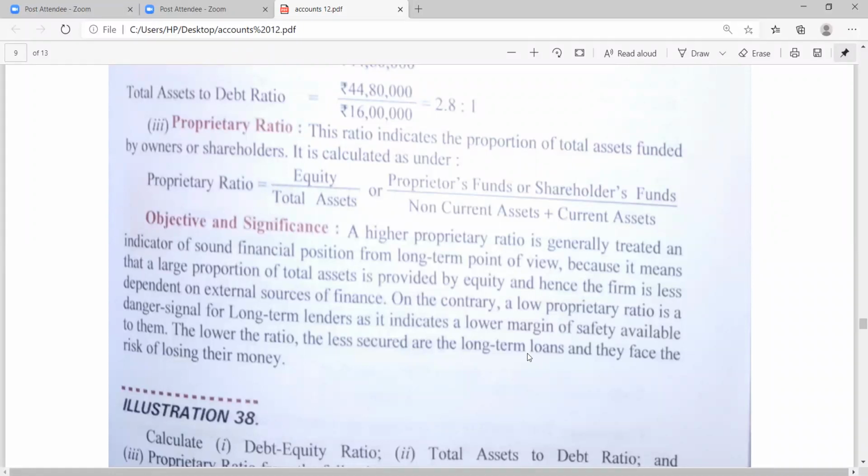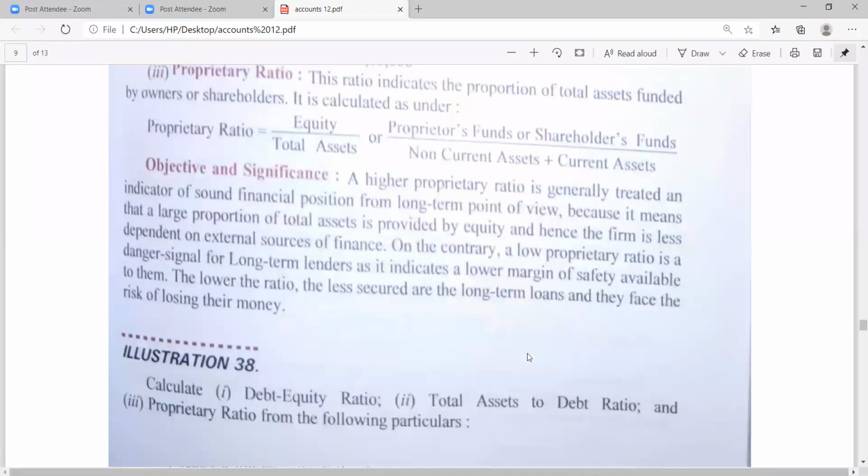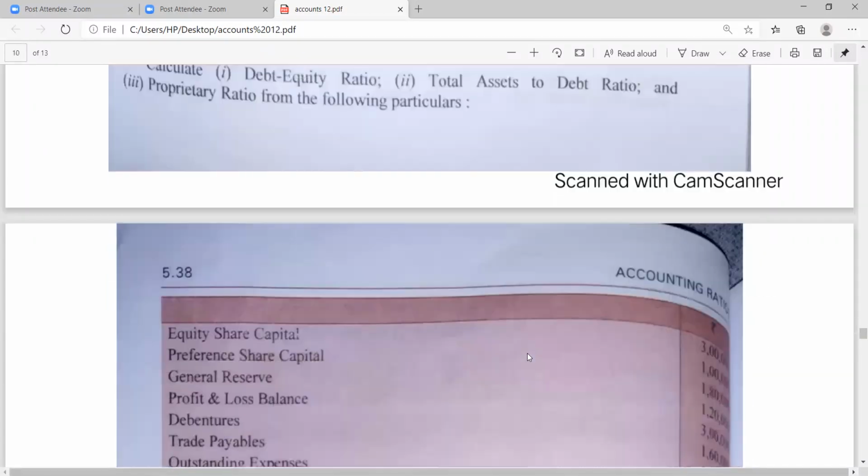So the proprietary ratio is to be calculated. Equity, you know how to calculate. Total assets, you know how to calculate. By putting the values in the formula, you may get the proprietary ratio. Let's see illustration number 38. The next will be more clear to you.